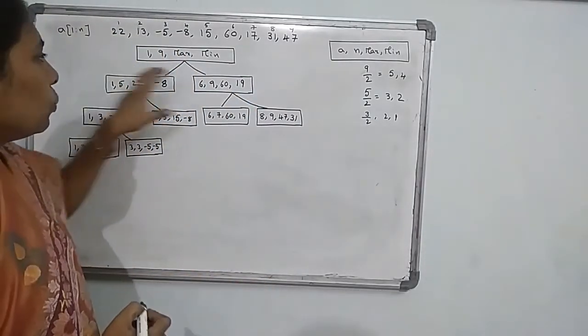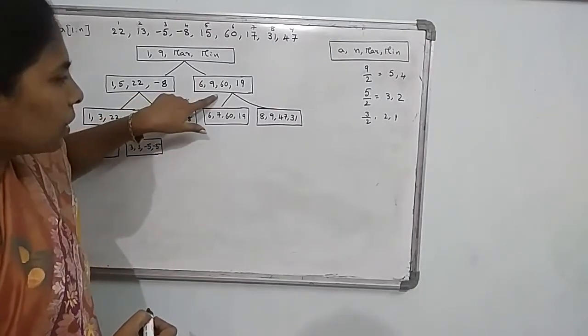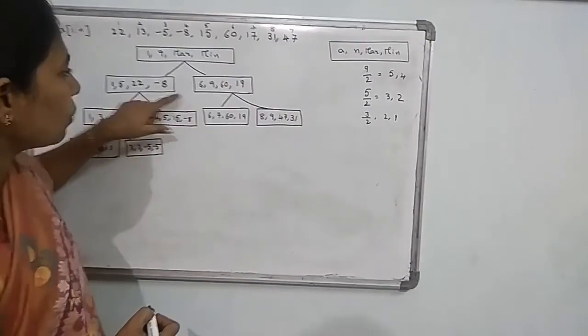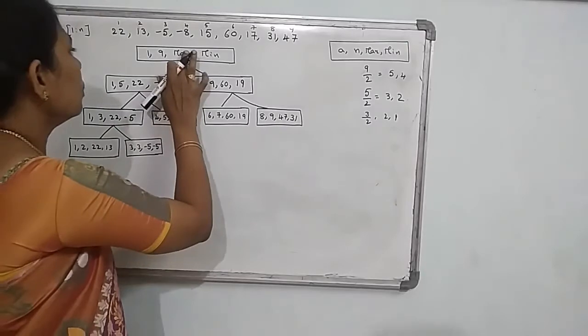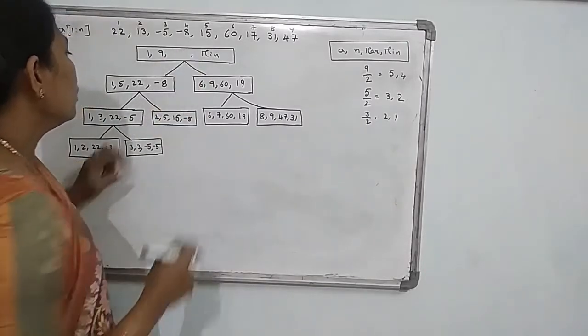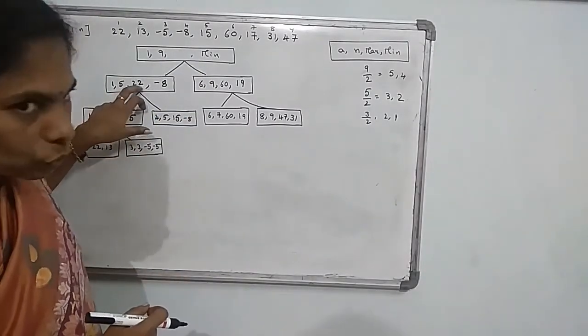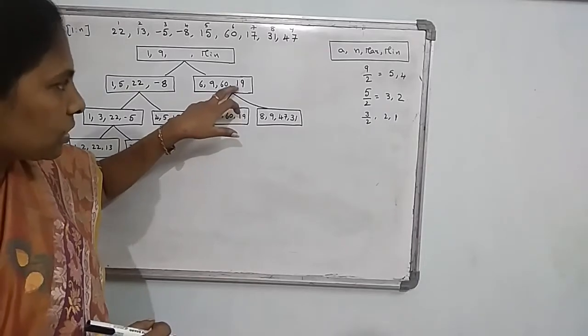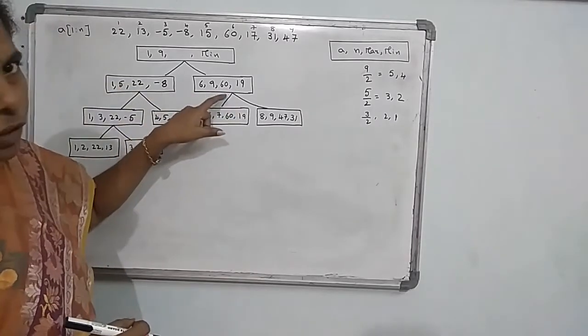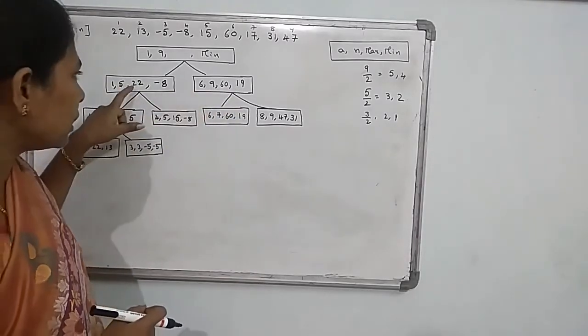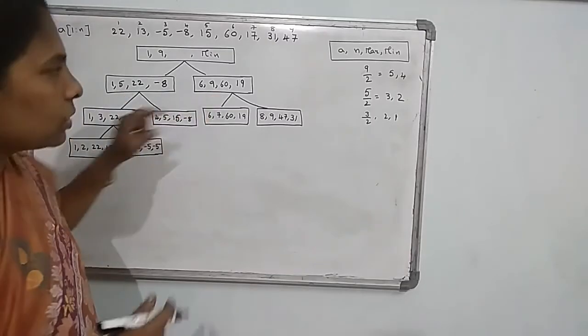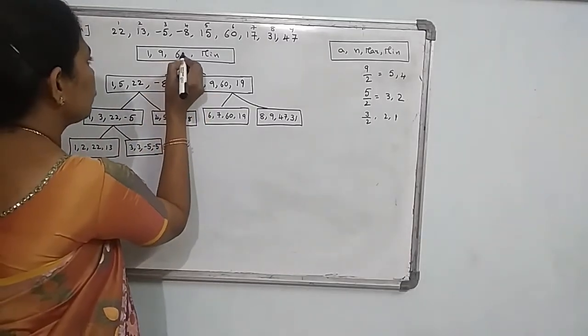Okay, now these are the two sub-arrays. Using the two sub-arrays, you can find out what is the maximum element and what is the minimum element. So now you can find out the maximum element. So in that the maximum element is 22. In that the maximum element is 60. Now compare the 60 and 22. 60 is greater than 22. So the maximum element is 60.